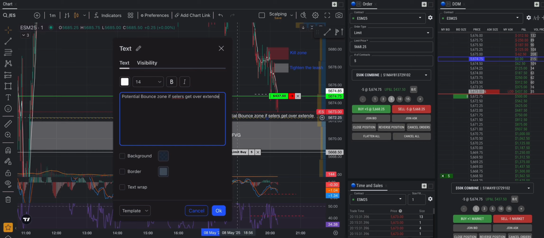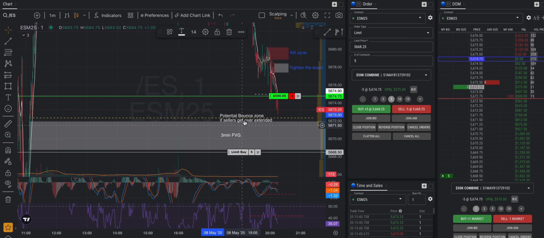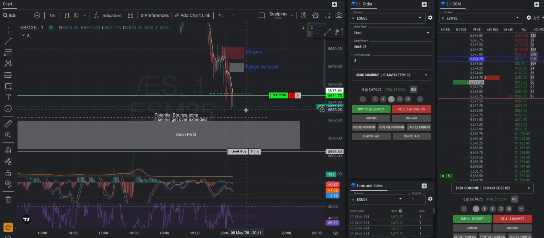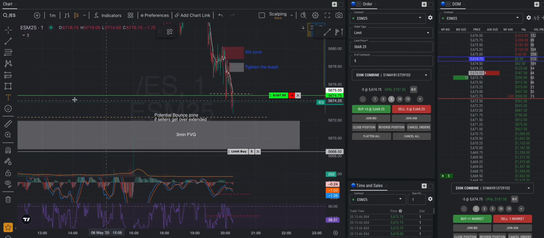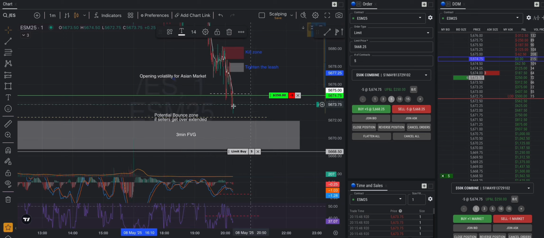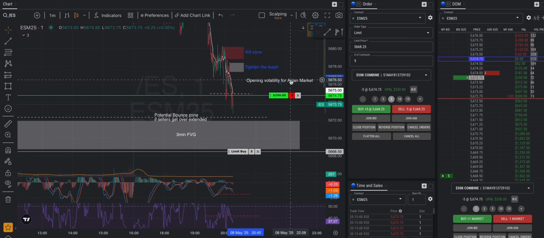Seller exhaustion, highly likely in a time like this because it's so thin. It's so thin on participants because of the time of day. So it doesn't take much to bounce. And we are trying to take advantage of the opening volatility of the Asian market. So we're just going to label that out for clarity.